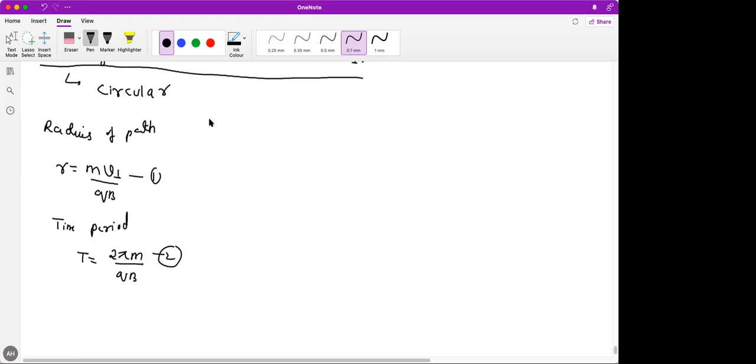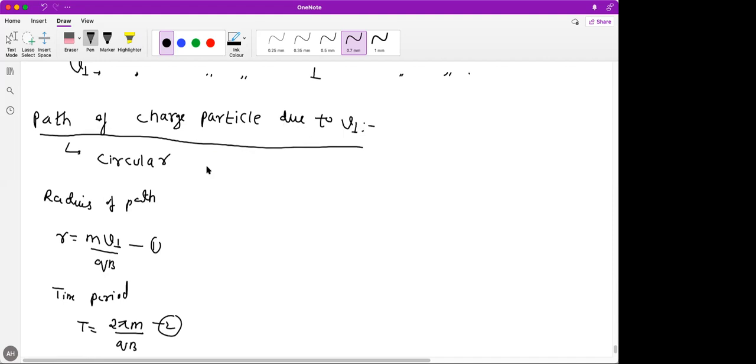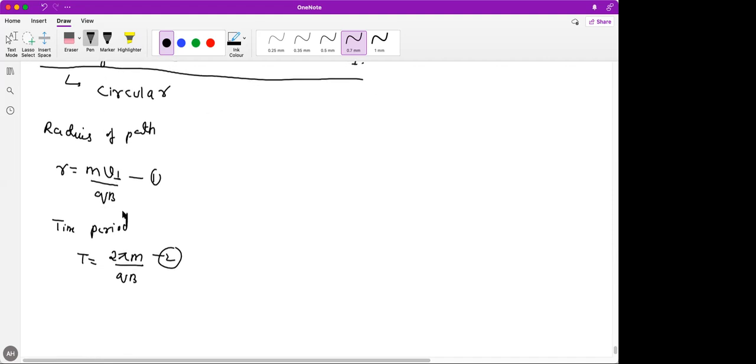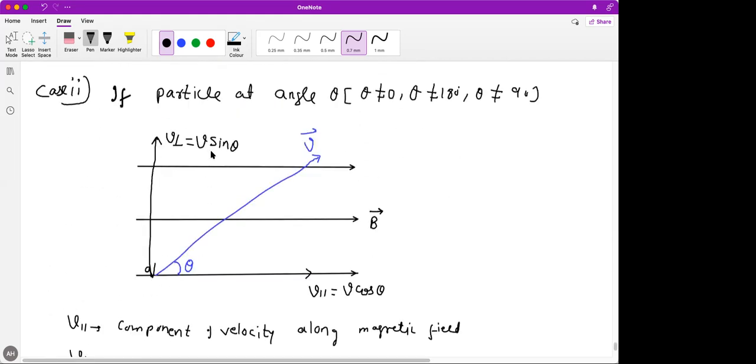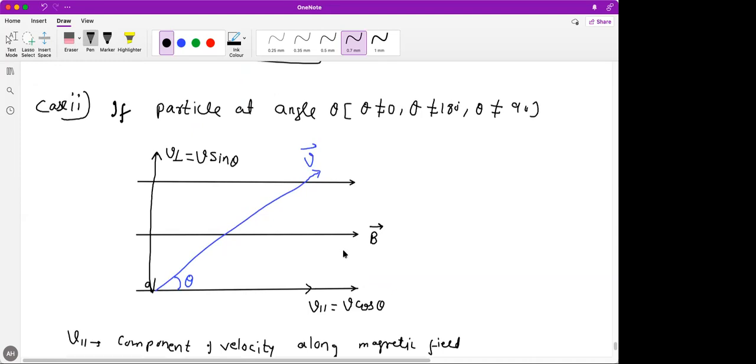So due to this v perpendicular, the path is circular, and we calculated the radius and the time period of the circular path. But it's not just v perpendicular. Along with v perpendicular, you have v parallel. Noor, what would be the path of the particle due to this v parallel? It will be a straight line. So this v perpendicular will try to put your particle in a circular path, while this v parallel will try to give your particle a straight line path.